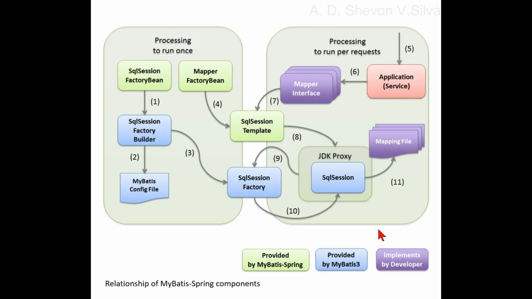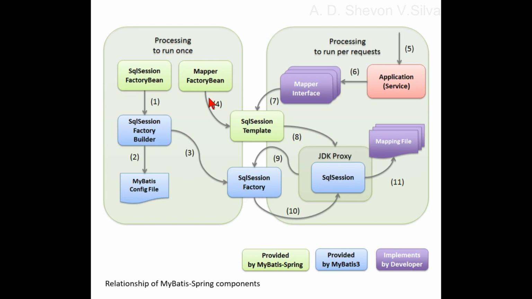Processes that are performed at the start of the application are executed by the following flow. One, SQL session factory bean requests the SQL session factory builder to build the SQL session factory. Two, SQL session factory builder reads the MyBatis configuration file for generating the SQL session factory. Three, SQL session factory builder generates the SQL session factory based on the definition of the MyBatis configuration file. The SQL session factory thus generated is stored by the Spring DI container.